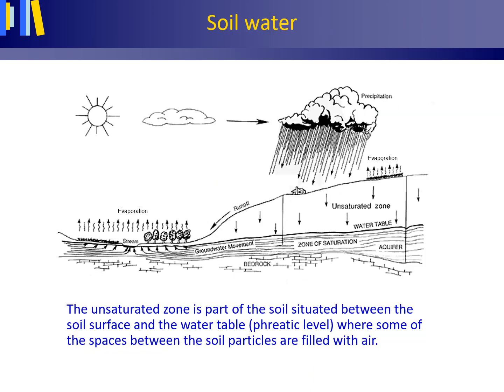This figure shows the unsaturated zone to be part of the soil situated between the soil surface and the water table or phreatic level, where some of the spaces between the soil particles are filled with air. The soil consists of solid substances, the matrix, and interstices or the pore space. As a complicating factor, there is usually air in the pores. Therefore, this zone is called the unsaturated zone, unsaturated meaning not saturated with water.